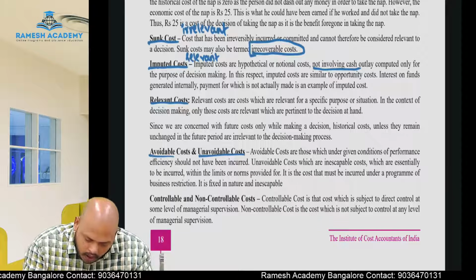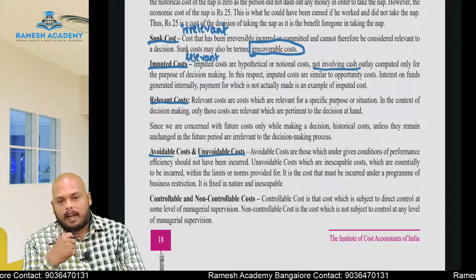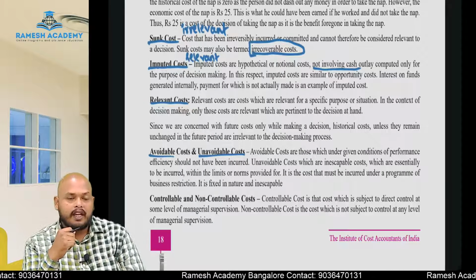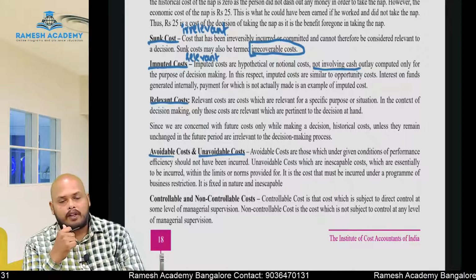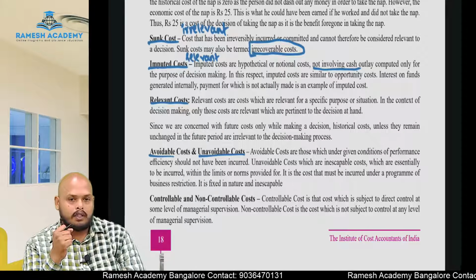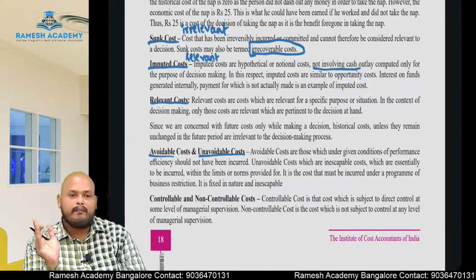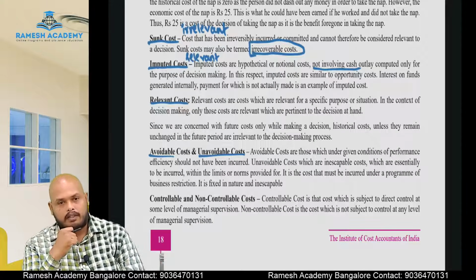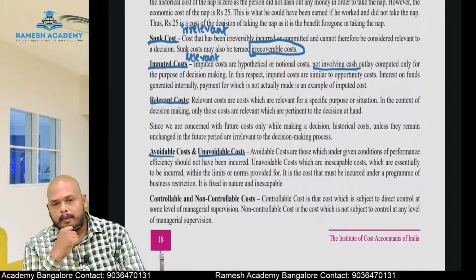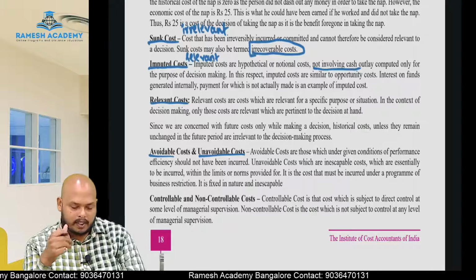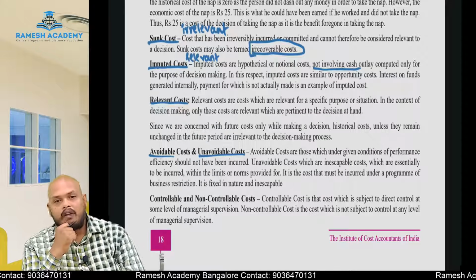Avoidable cost, unavoidable cost. Simple. Any cost which we can avoid by taking certain decisions, those kinds of costs we will call as avoidable cost. Unavoidable means what? By taking any precautions, we cannot avoid such cost. That is called as an unavoidable cost. Simple, one example, sir. Can you give one example for avoidable cost? Can you give one example for unavoidable cost, sir?